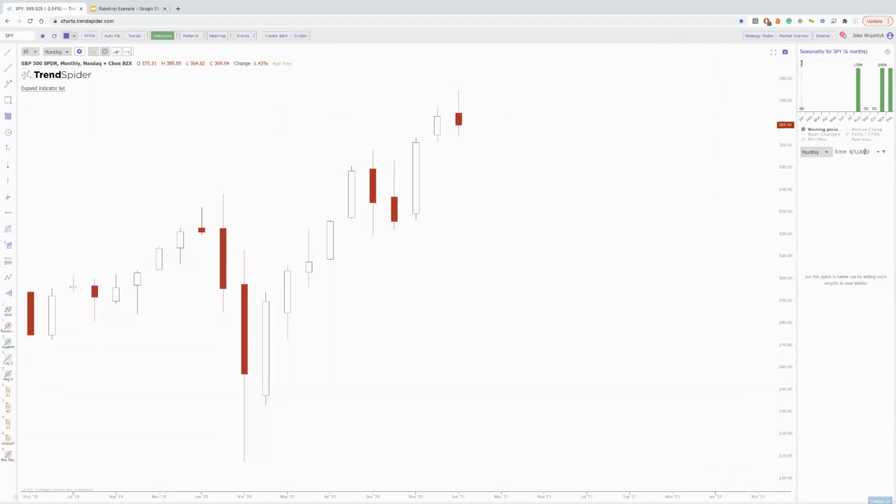And maybe I want to know since 2010, and I'm choosing 2010 because that's pretty much when the new bull market started. So, you know, since the financial crisis. So maybe since 2010 is what I want to look back to see how each month has performed.